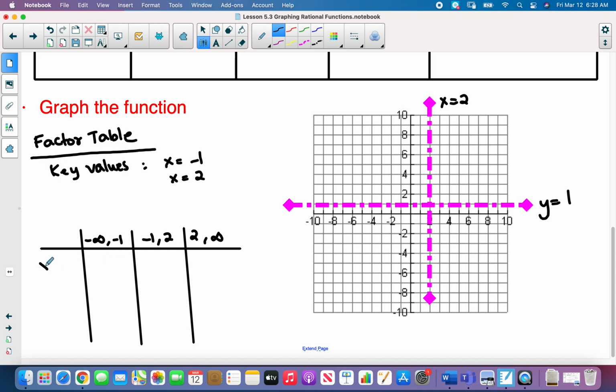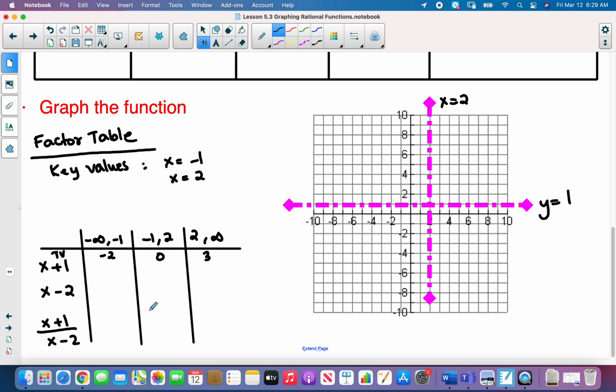So we have x plus 1 as one factor, which is our numerator, and the denominator is x minus 2. And our function is x plus 1 divided by x minus 2. We can also take test values. I didn't write that down, but maybe we can put it here. From negative infinity to negative 1, we can take a test value of negative 2. And from negative 1 to 2, we can take a test value of 0. And from 2 to infinity, we can take a test value of 3.